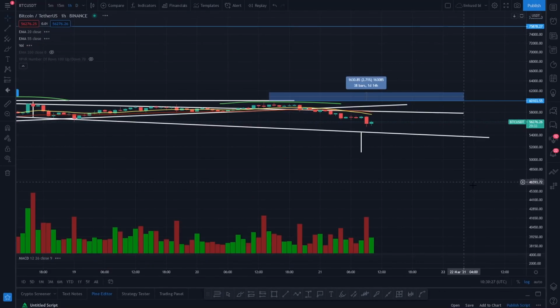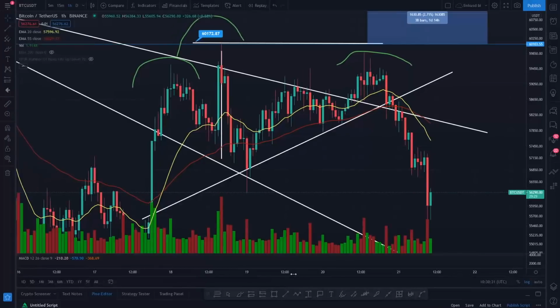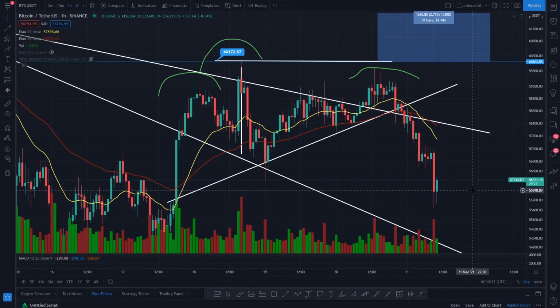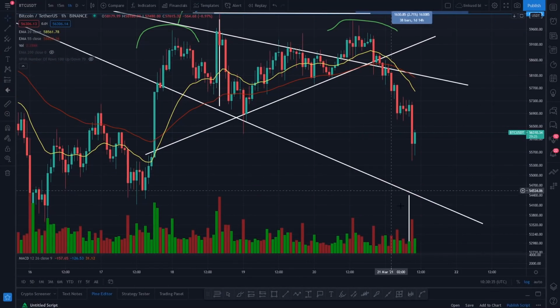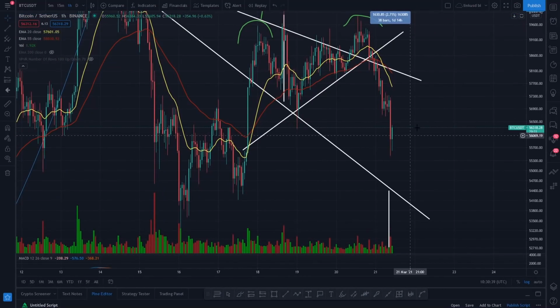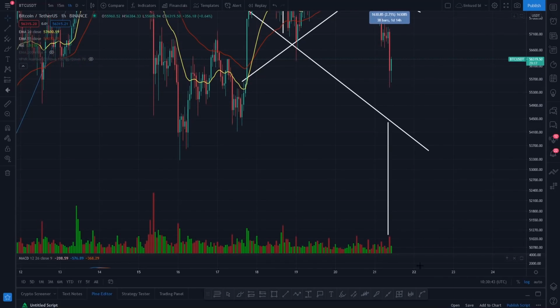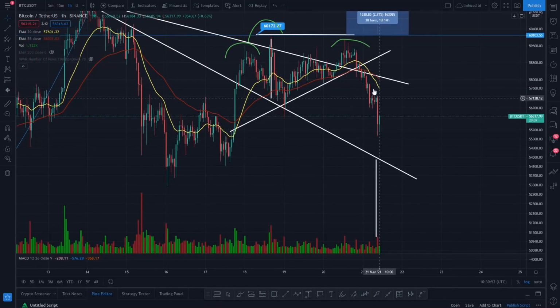If we jump in on the 1 hourly here, you can see that we've come back down, and we may start and support this diamond support line now. This is a diamond support line. If we were to fall through that, guys, you would see us come down and drop down to that 50k Bitcoin. But what you don't want to see is a cascade of multiple bear flags.